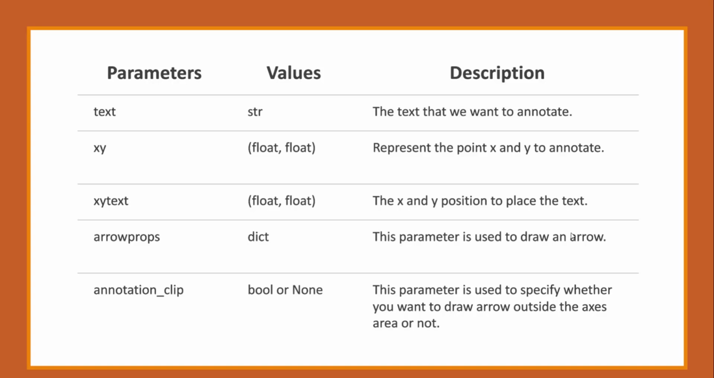And the last parameter is annotation_clip, and it takes a value in boolean, either true or false. This parameter is used to specify whether you want to draw the arrow outside the axis area or not. And if you want to draw it, you have to pass the value false. And if you don't want to draw it, you have to pass the value true.